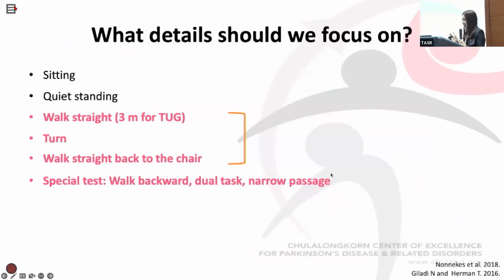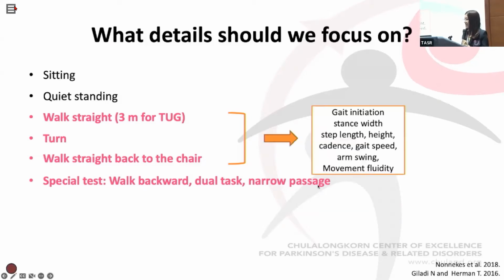So next, what details should we focus on? These 4 steps here. When the patient walks straight, turns, and walks straight back to the chair, we'll have to monitor details as listed, which are correlated with the gait cycle I have previously mentioned. The special test can be performed if you don't see the abnormalities in the basic examination.